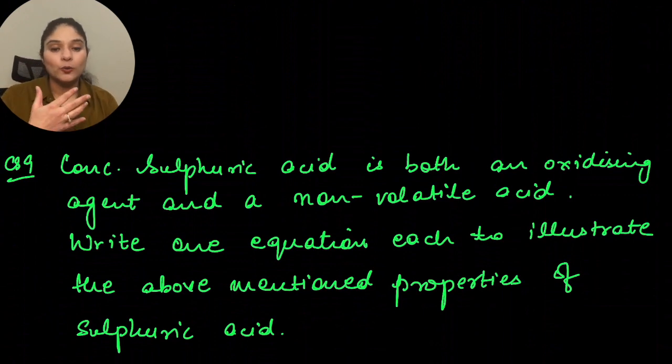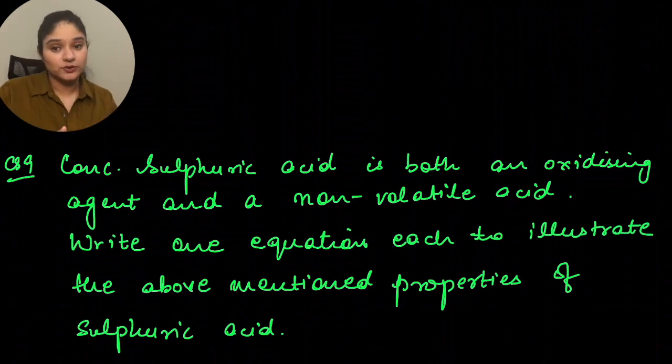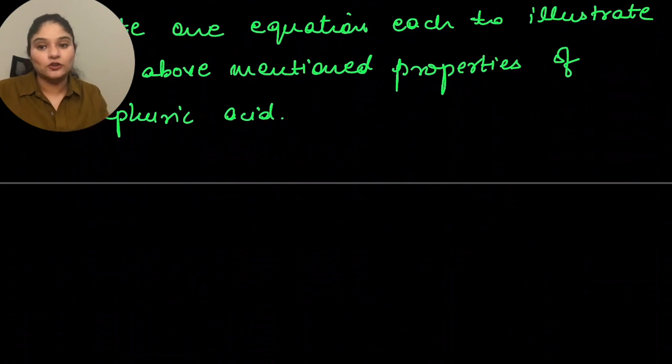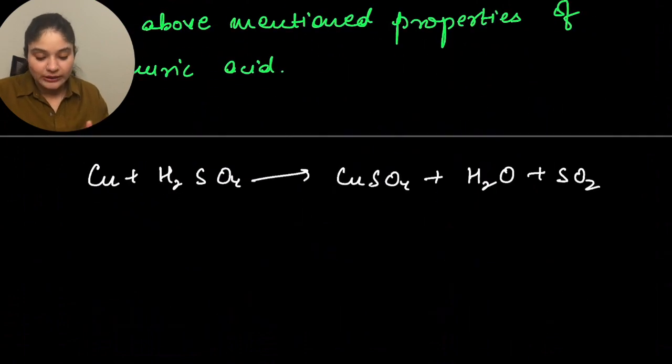By now I hope you have understood that there are a lot of examples that you can pick from. For example, if you are picking the oxidizing agent, you can pick the carbon reaction with H2SO4. For the second, the non-volatile acid, you can pick the preparation of nitric acid or hydrochloric acid. If you have doubts, I'll still write it here. For example, for oxidizing agent, let's oxidize copper. So I have copper plus H2SO4, that gives me CuSO4 plus water plus SO2. For non-volatile nature, you can use anything. Let's say NaCl plus H2SO4.